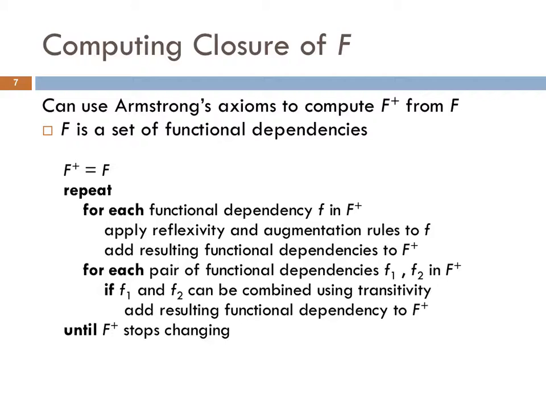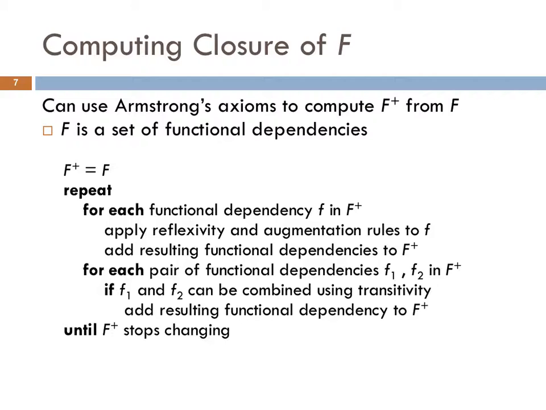And then basically we look for things that we can use to generate new dependencies using transitivity. So alpha functionally determines beta, beta functionally determines gamma. Then I know that alpha functionally determines gamma as well. Add that into the closure of F. And if you keep doing this, then you'll end up with the entire closure of F.